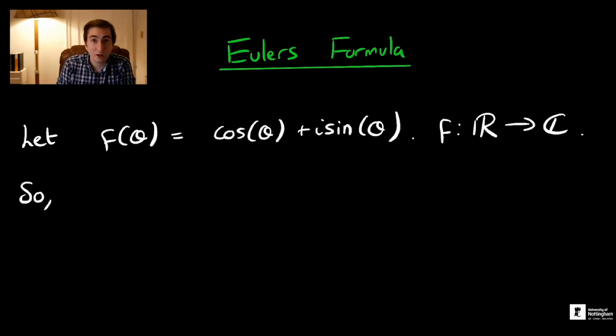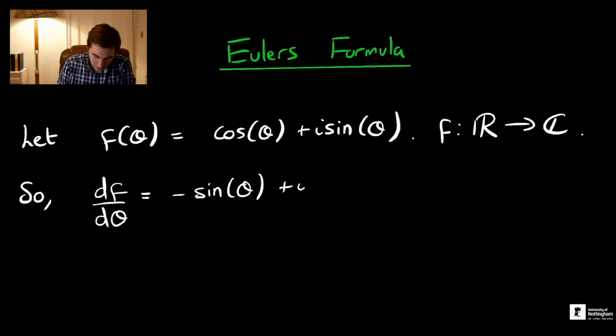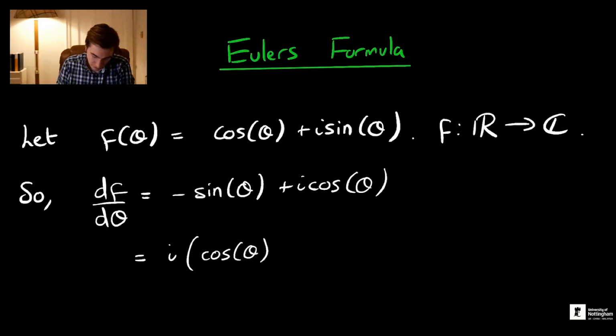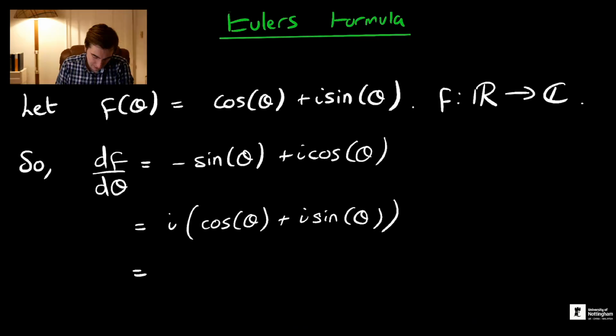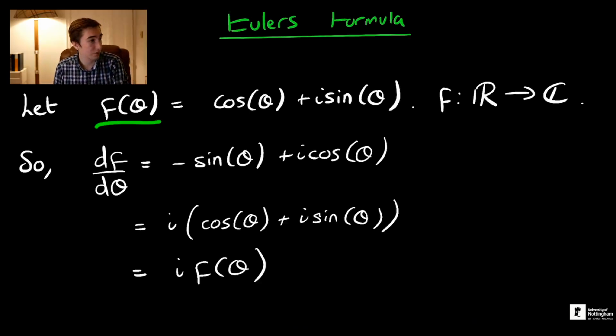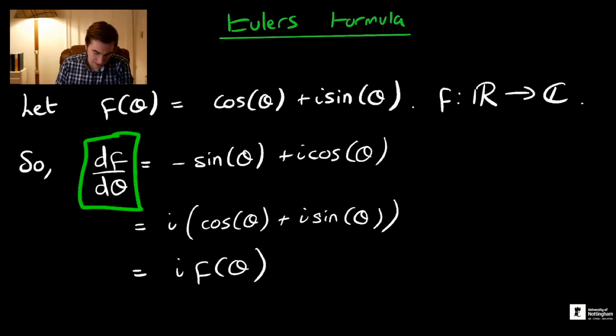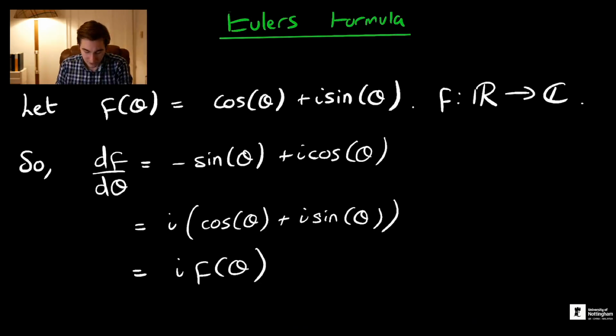So, what is df by d theta? In this situation it is going to be minus sine of theta plus i cosine of theta. Now, realizing that we can factor out i of this expression, we can write this as i times cosine theta plus i sine theta, where we're using the fundamental property that i squared is minus 1. In other words, this is i times f of theta, where f is a function of theta as we assumed above. So the derivative of f is simply a constant, now a complex constant, times f itself. Okay, that's an interesting property.